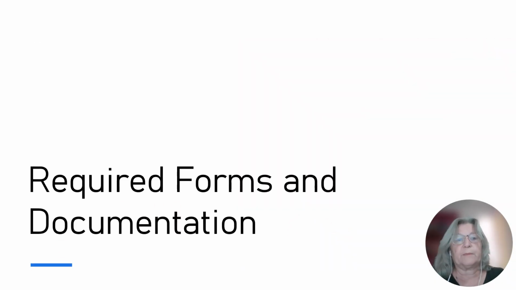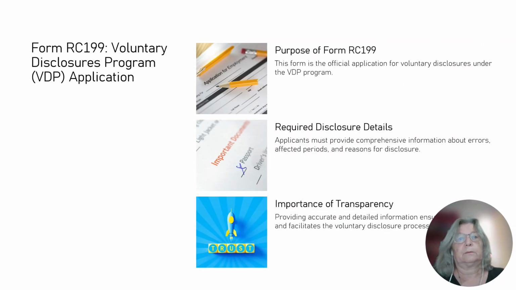Required forms and documentation. It is an RC199. You can download this form from the Revenue Canada website. It's PDF fillable. Required disclosure details: you've got to give comprehensive information, and we're going to go through it step by step. You're going to have to quantify the errors, provide the backup documentation, the payment information, all of that. And importance of transparency, trust, just disclose everything.